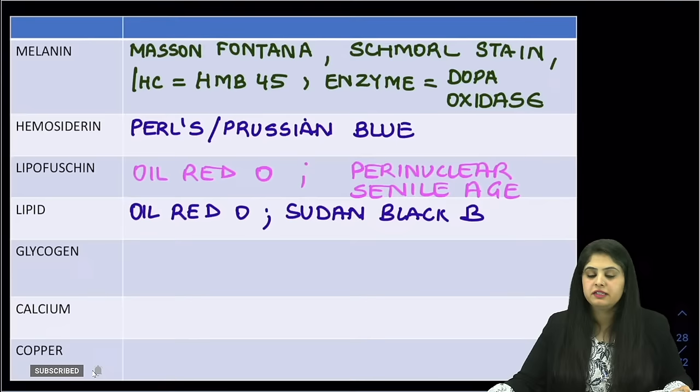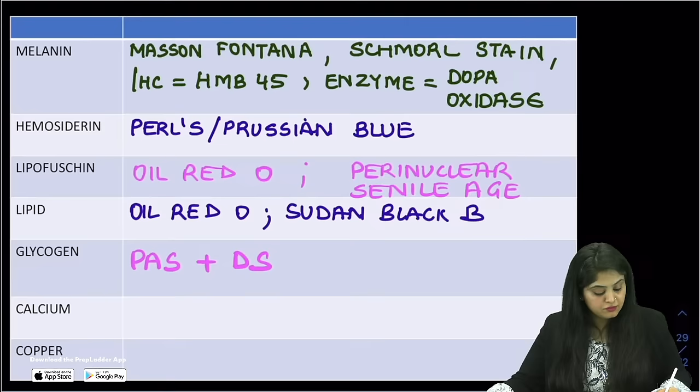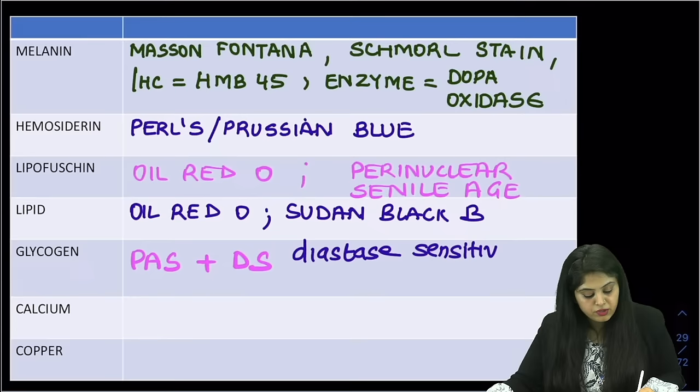This is something that students ask me often. Glycogen storage diseases, glycogen. What is the stain for glycogen? It is PAS positive, and this word everyone is always confused with. Diastase sensitive. And I'm now going to make a list for all of you so that everywhere in pathology you don't have a problem. What is diastase sensitive and what is not?